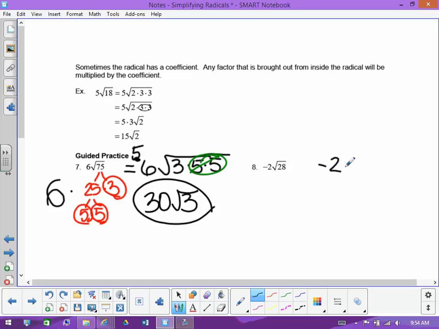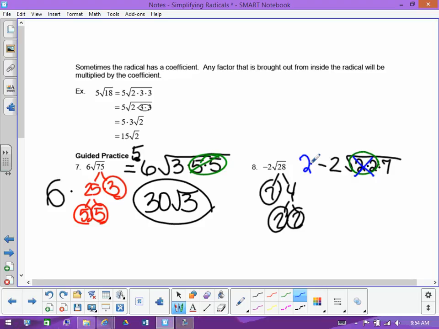Same thing over here for 28. I'm going to keep the negative 2. What can we break 28 up into? 7 times 4. 7's prime. So 4 is 2 times 2. Those are prime. So I have 2 times 2 times 7. Here's our pair. So that marks out. I bring the 2 out front. So what are we going to have on the outside? Negative 4 and 7 inside. Very good.